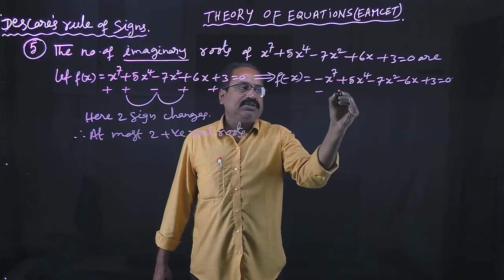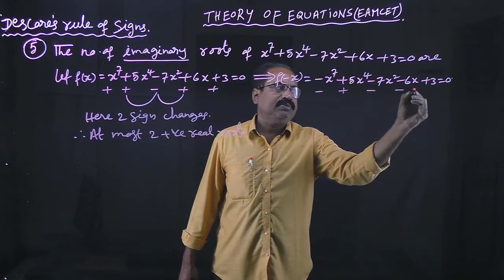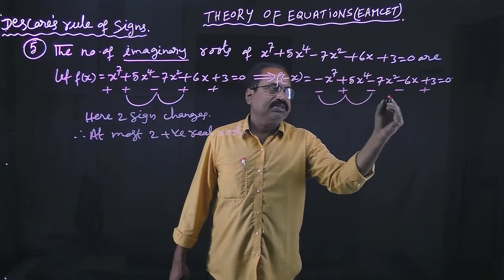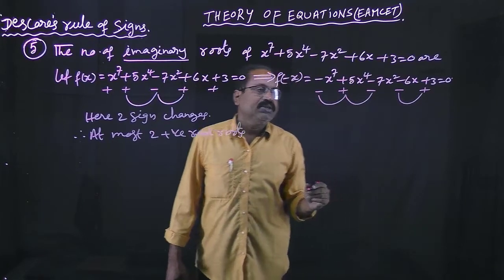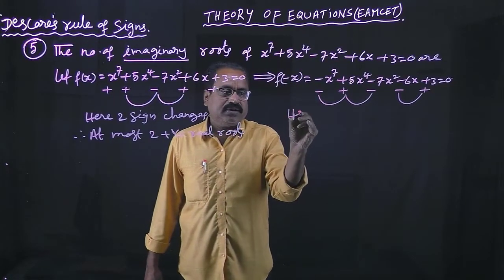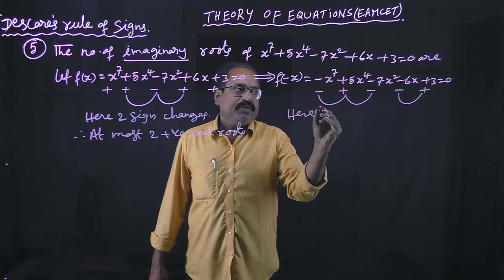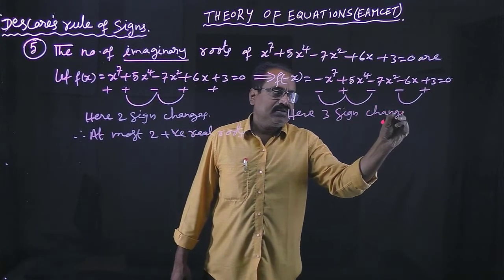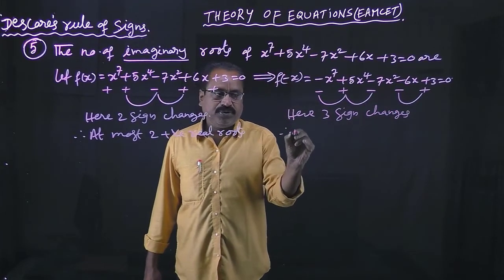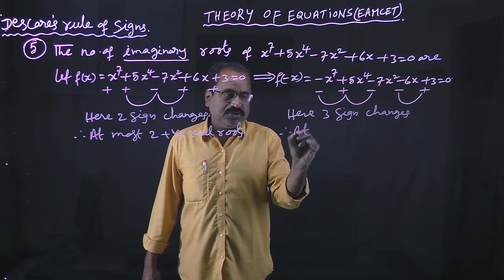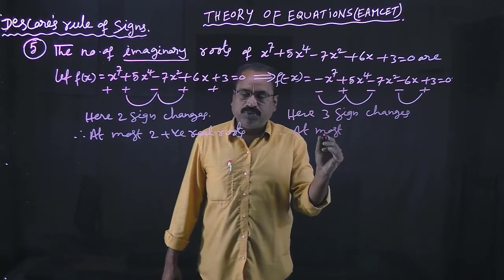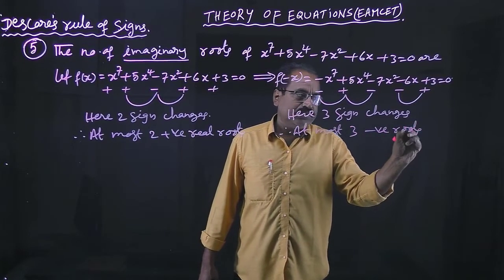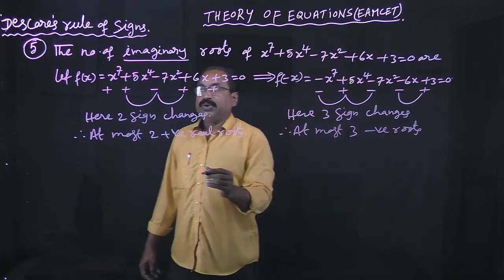This is minus, this is plus, this is minus, this is minus, this is plus. Minus 2 plus, plus 2 minus, minus 2 plus. Here 3 sign changes. Therefore, at most 3 negative roots.